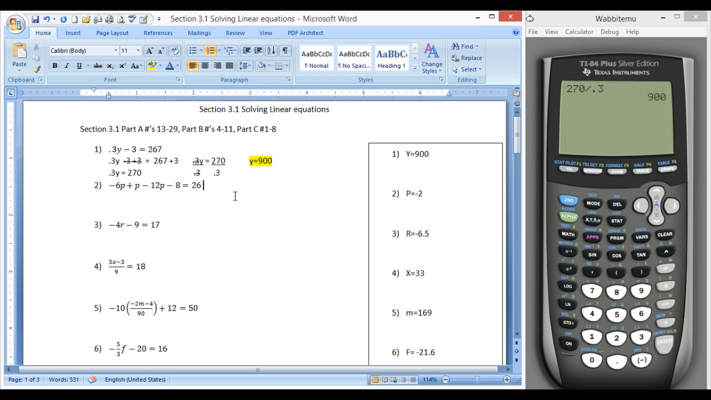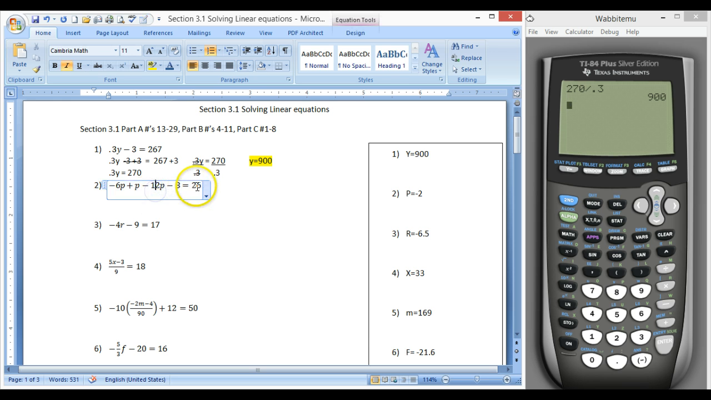Now this one, I have several variables. I have this negative 6p, p, and negative 12p. So the first thing I need to do is make them into 1. So combine them all. So I have negative 6 plus 1 is negative 5. Minus 12, so I have negative 5 and a minus 12.